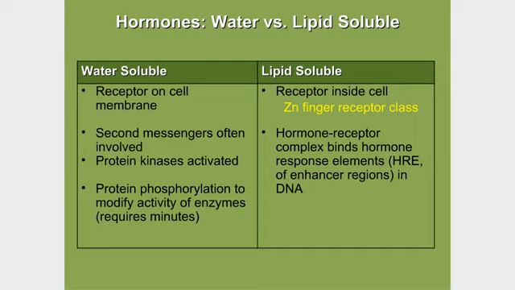Water-soluble hormones, again, because they cannot enter cells, bind to the receptor on the plasma membrane. They transduce the signal to a second messenger, which results in protein phosphorylation, which can take minutes to turn on. Examples of water-soluble hormones that use the protein phosphorylation mechanism are hormones like epinephrine and glucagon. And remember, lipid-soluble hormones do not result in any type of protein phosphorylation because they work at the gene level.